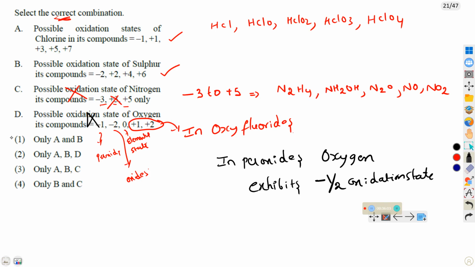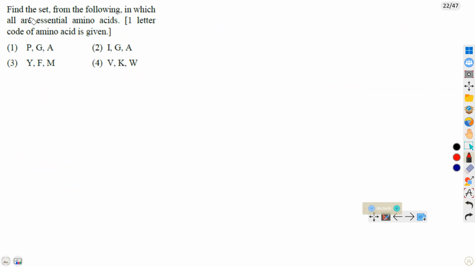So based on that, A, B statements are correct. Find the set from the following in which all are essential amino acids. One letter code of amino acids are given. All must be essential. Fourth option correct. V indicates valine, essential amino acid. K indicates lysine, essential amino acid. W indicates tryptophan, essential amino acid.